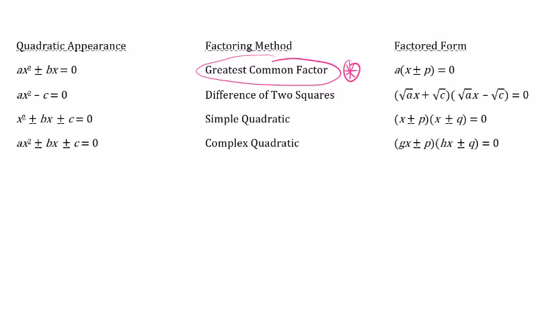So always start by checking for GCF, okay? And there's actually one other thing we'll do first, but start by checking for GCF, and then you can do the other types of factoring, okay? All right. Before we do all that, notice how all these are set equal to 0.